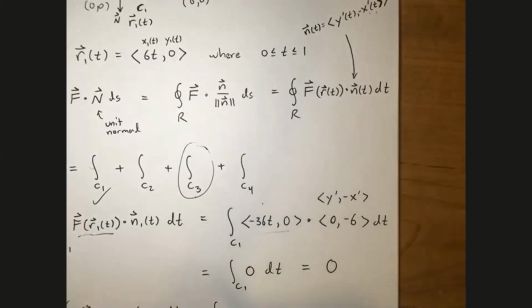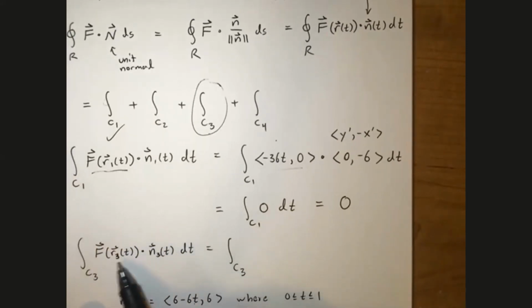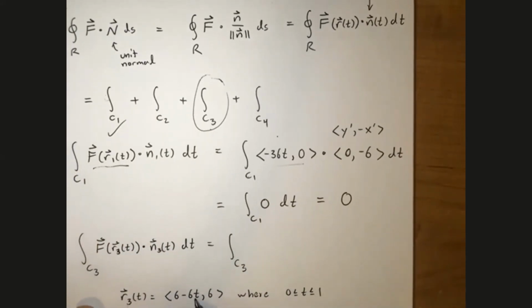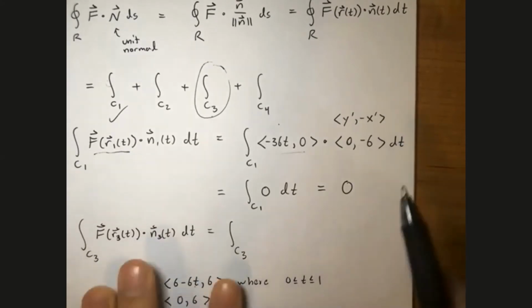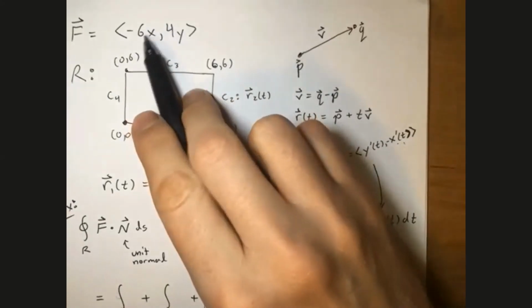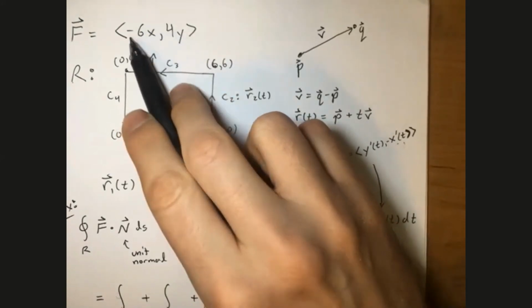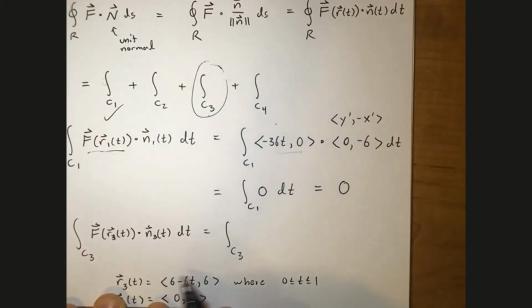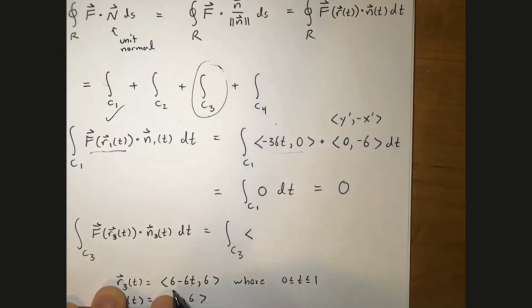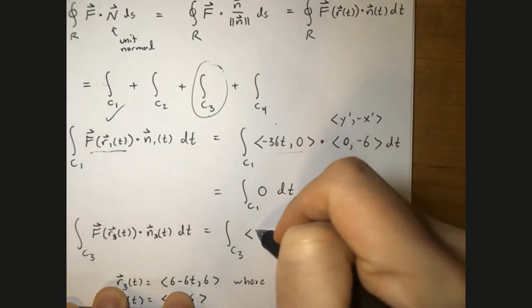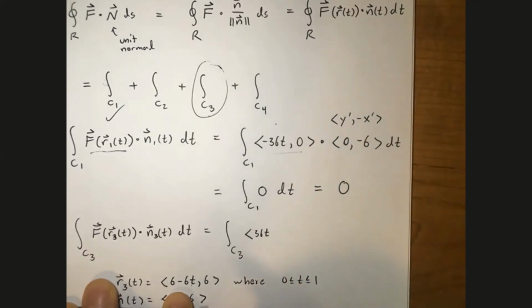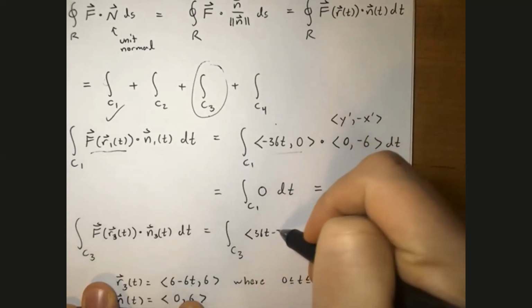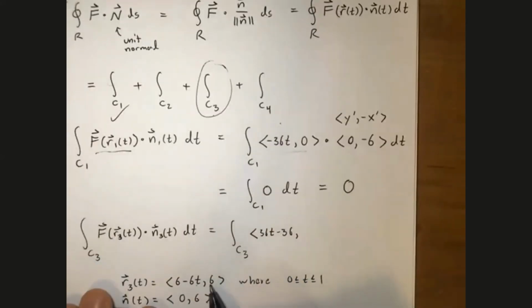Okay, so we're going to take the vector field evaluated here, at r3. So what was our vector field? It was negative 6x comma 4y. So negative 6 times x, so it'll be negative 6 times this. Okay, negative 6 times 6t is negative 36t. And then negative 6 times 6 is negative 36. So that's my first component. And then 4y. So that's going to be 4 times this, which is 24.